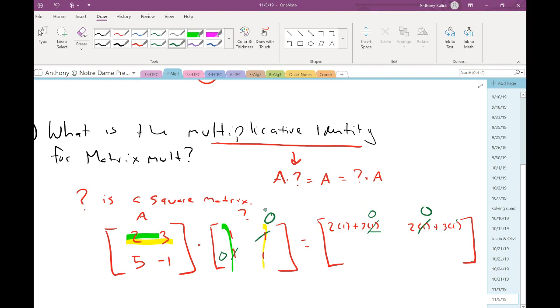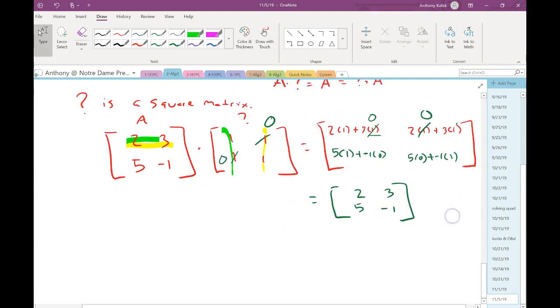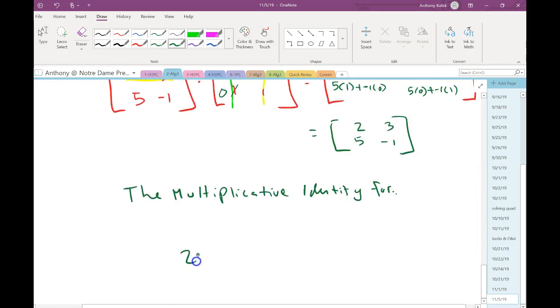Okay. So now let's finish this up. So I'm going to have 5 times 1 plus negative 1 times 0, and then 5 times 0 plus negative 1 times 1. And when I do that, what do I end up getting here? Is that what I need it to do? Mm-hmm. Yeah, right? So we can say that the multiplicative identity for the 2x2 matrix is that matrix.